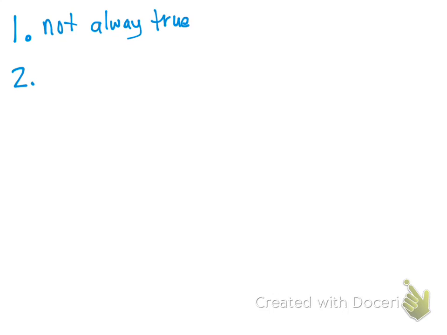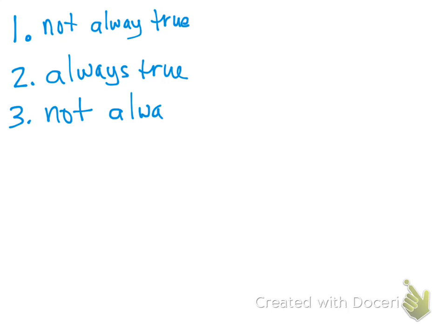Number 2, in a rhombus, all the sides are congruent. Is that always true? Yes. So number 2 is always true. That's the definition of being a rhombus. Number 3, in a trapezoid, the legs are congruent. Do they have to be congruent? In a regular old trapezoid? No. It could be, then we call it an isosceles trapezoid, but they don't have to be congruent. So this is not always true.